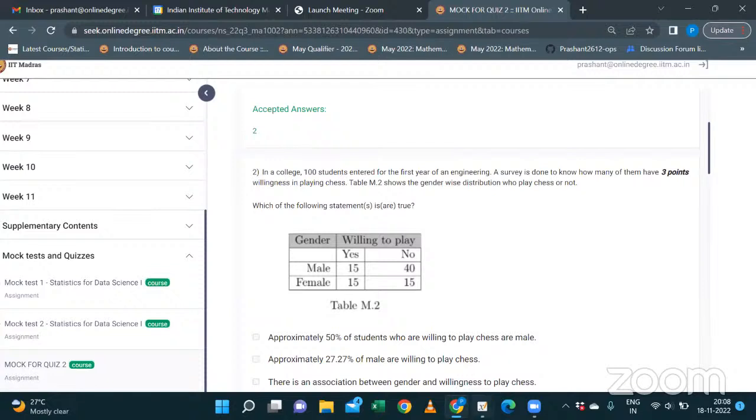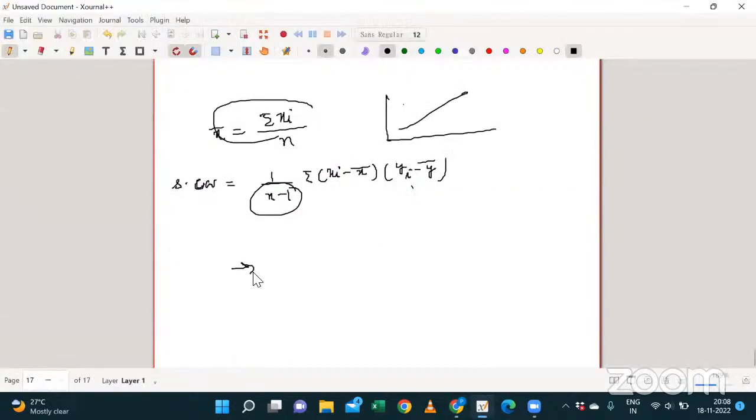See, in the quiz and exam, the calculation will not be that complicated. Calculation will be simple. Okay, no worry about that.